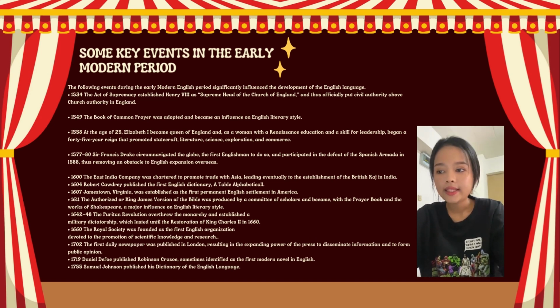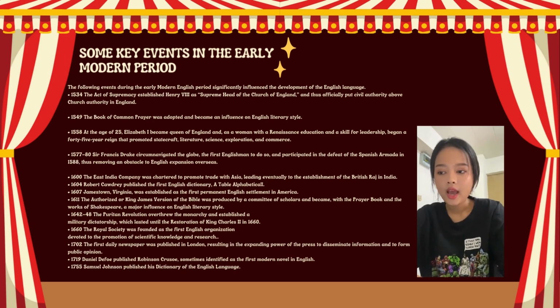1534. The Act of Supremacy established Henry as supreme head of the Church of England, and thus officially put civil authority above priest authority in England. 1549. The Book of Common Prayer was adopted and became an influence on English literary style.